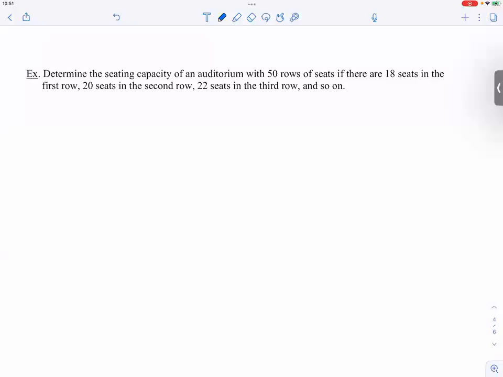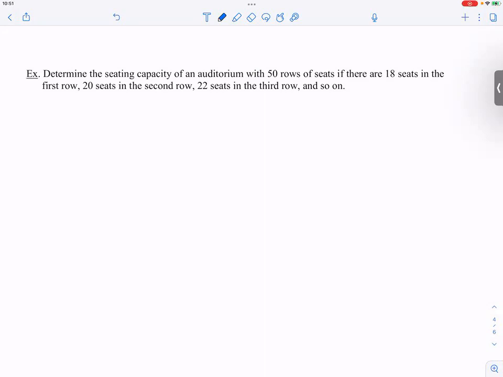So this one, it's about an auditorium. So let's look at the question. We have 50 rows altogether. So first row, it's 18 seats. And then you have 20 seats for the second row, 22 seats for the third row, and so on.